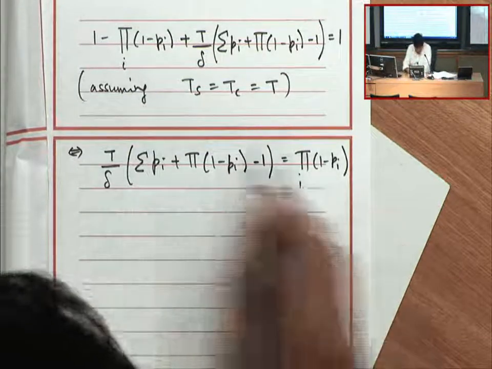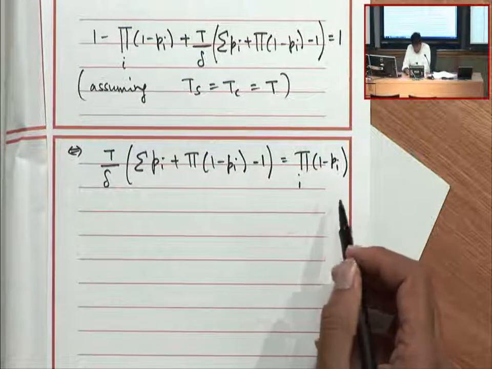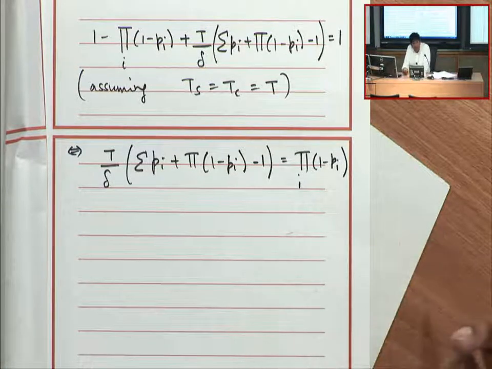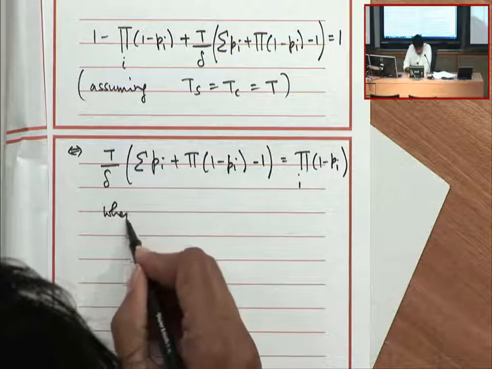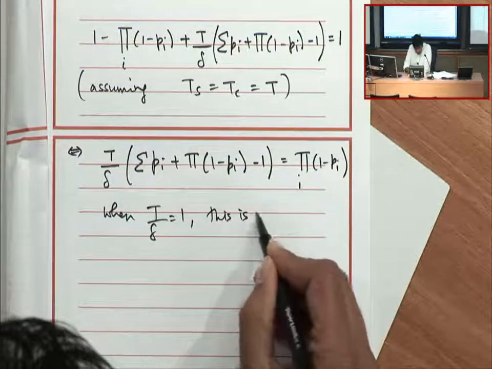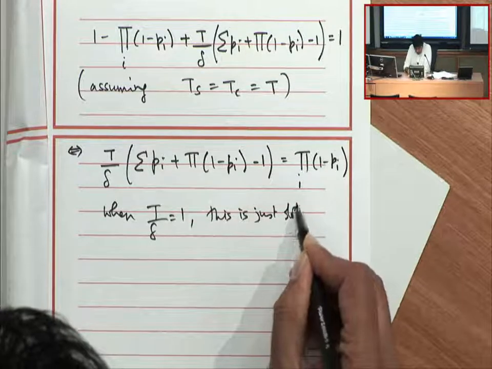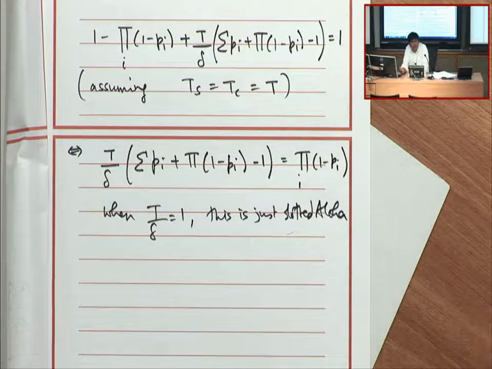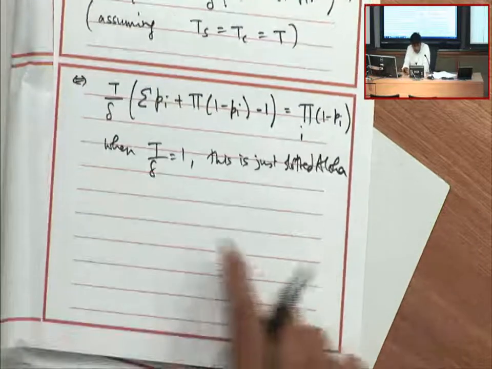So this expression looks in general a little bit more complicated than the expression for slotted aloha, but as we said before, when T over delta equals 1, this is just slotted aloha. So we should recover back the condition we know, that they should add up to 1. And we can verify whether that's true.